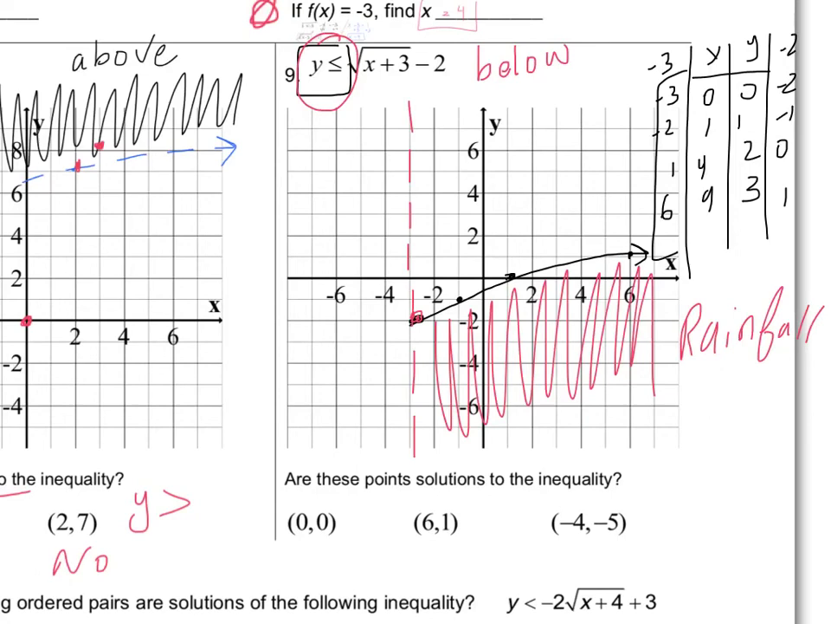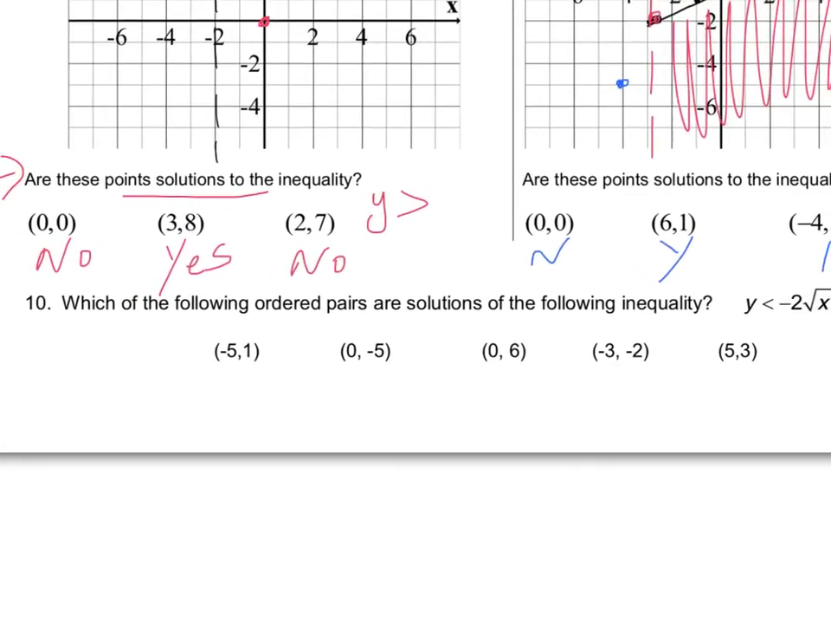So are these points in it? I'm going to use the blue. 0, 0. So as you can see, it's not. 6, 1. Since it's on the graph and it's solid, so yes. -4, -5. It's beyond the vertical line, so no. This is how you would solve something like this graphically. Now, let's move on. Which of the following ordered pairs are the solution of the following inequalities?